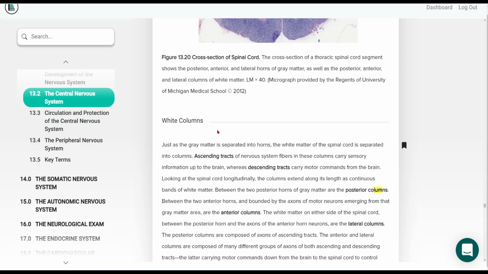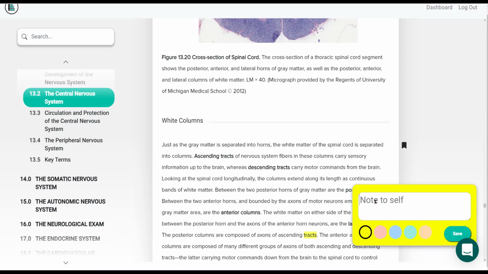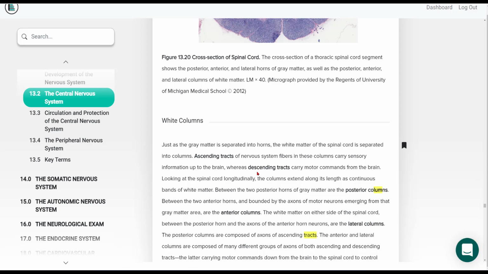So what is going on? In the white columns, it's white because it is primarily axons, right? Traveling up and down the spinal cord. These axons are in groups, and you remember what a group of axons is called? A group of axons in the CNS, remember, is called a tract. A tract is a bundle of axons in the CNS. What is the equivalent term in the PNS? We would call this a nerve. But in the CNS, we're going to call it a tract. So we have bundles of these axons traveling up and down through the spinal cord.